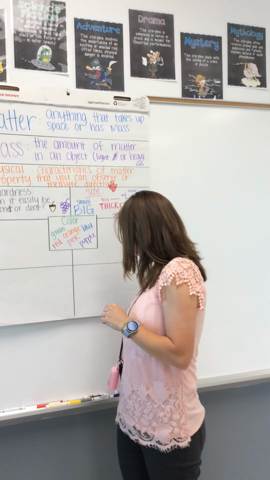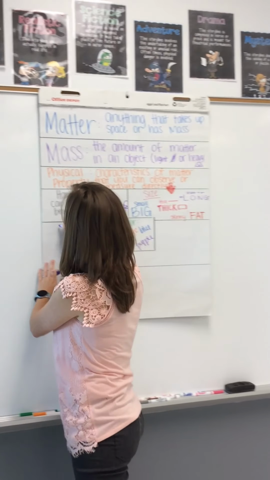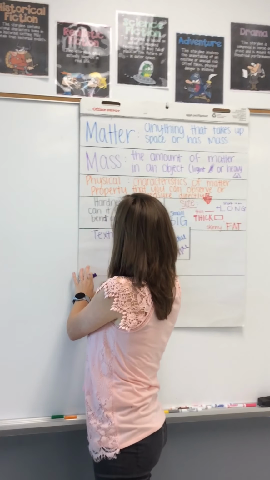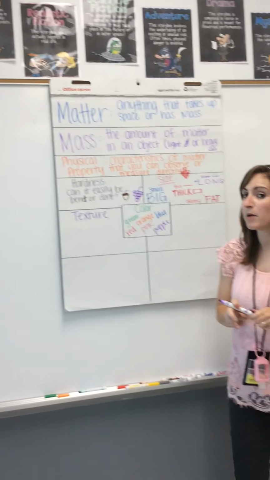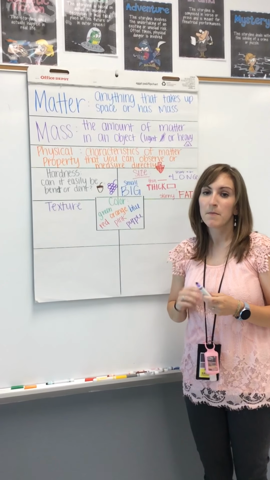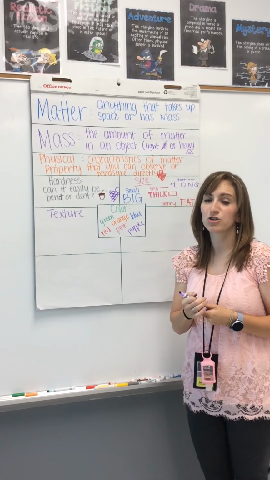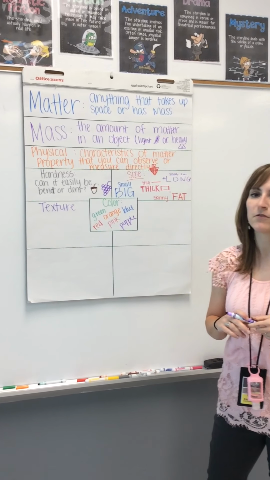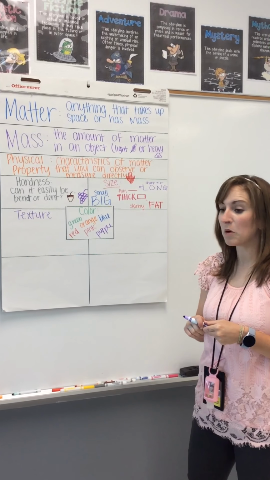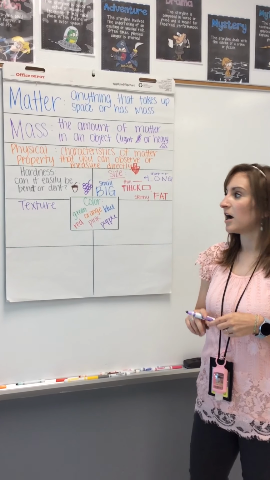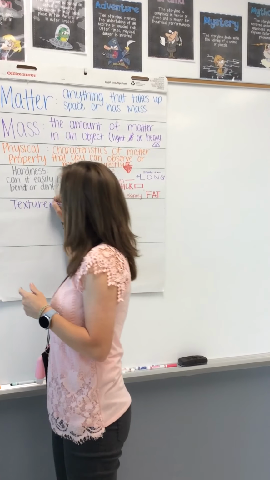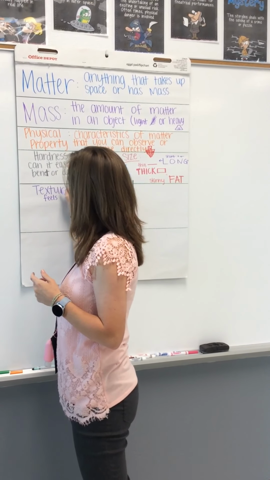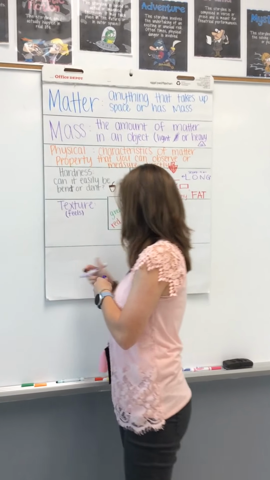Next, we're going to talk about texture. So texture might not be a word that you're familiar with, but texture is the word that we use to describe how something feels. So bumpy, rough, smooth, pointy, soft. Texture is how something feels. So how it feels.